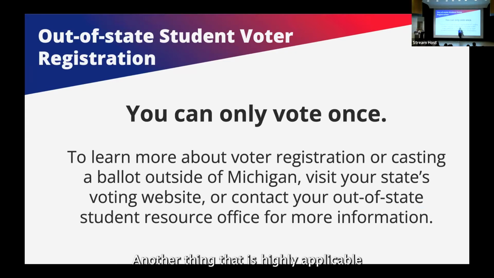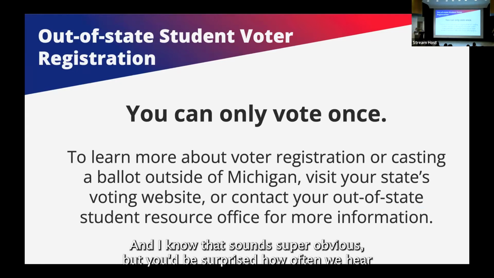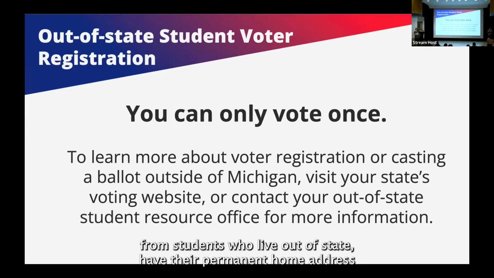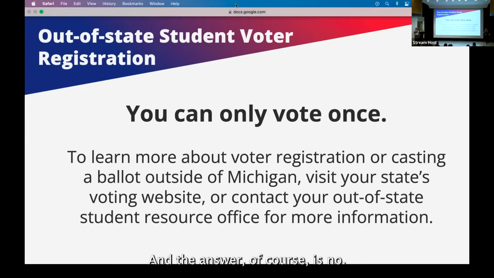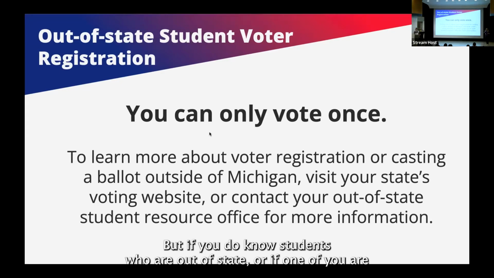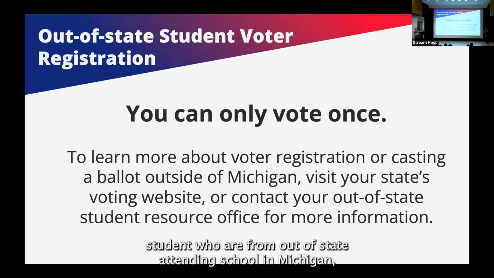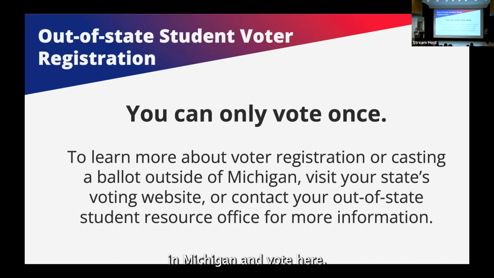All right. Another thing that is highly applicable to students is this phrase: you can only vote once. I know that sounds super obvious, but you'd be surprised how often we hear from students who have their permanent home address out of state and attend school in Michigan, or vice versa, that there's some confusion around where to vote and if you can vote in both your home state and your school state. And the answer, of course, is no, you can only vote once. But if you know students who are out of state, or if you are a student from out of state attending school in Michigan, they can always update their voter registration to register in Michigan and vote here.